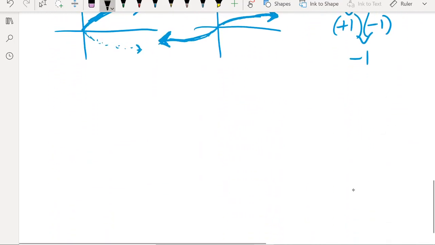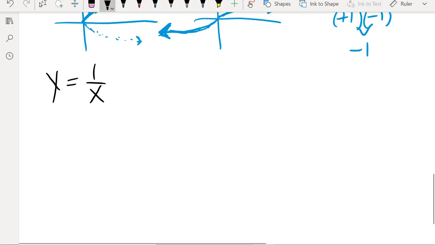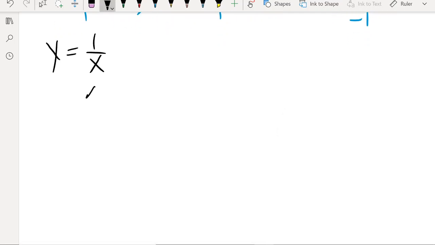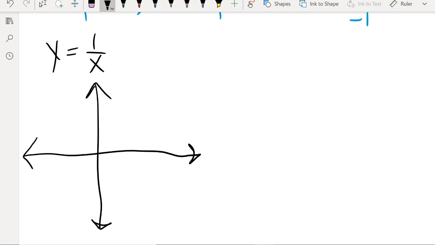Let's switch back to black here and talk about rational functions, y over x, or sorry, y equals 1 over x. So this one's really important too, because it's basically the dad, the father of all rational functions, and it looks something like this.